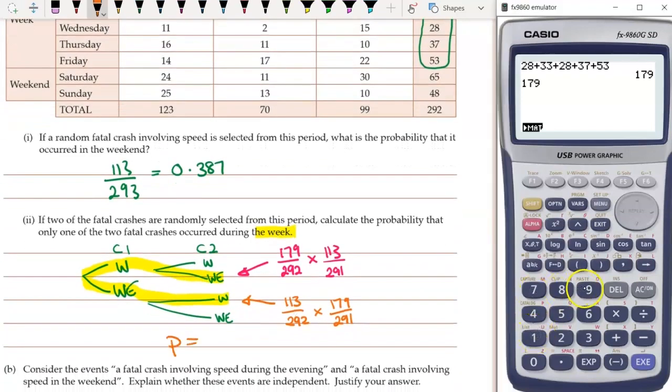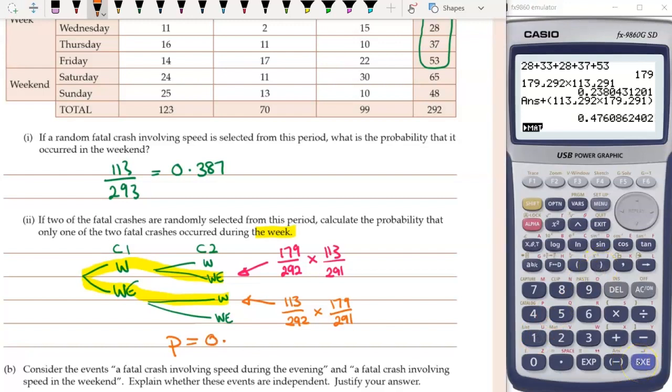And we'll add those 2 branches together to get the overall probability. So we'll go 179 over 292 times 113 over 291. Then we'll add on 113 over 292 times 179 over 291. Gives us 0.4761. I'll just add a little note in there that we've added those because I kind of ran out of room to be able to write the full thing in.